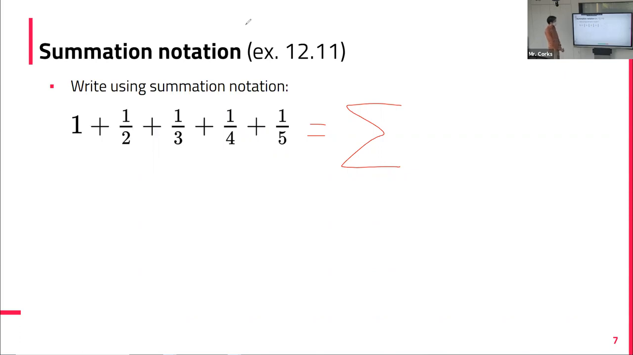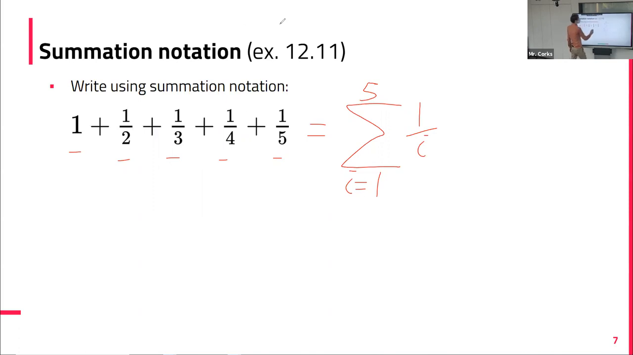All right, let's see what we have. So on the bottom, where would be a good place to start? 1, okay. So i equals 1 and up to 5. So if this is 1, this must be 5 because we have 5 terms here, and starting at 1, 2, 3, 4. It looks like that'll work pretty nicely. What's the actual general term here? 1/i. So the sum of 1/i from i equals 1 to 5.